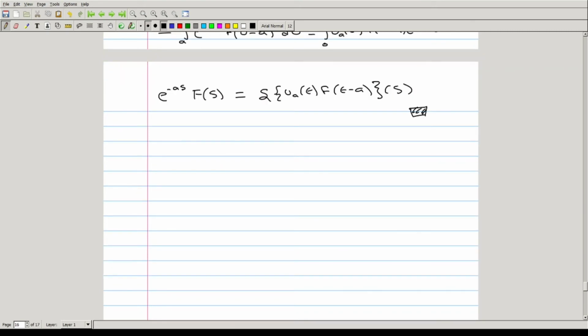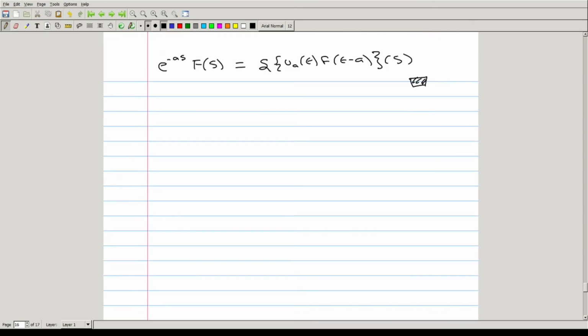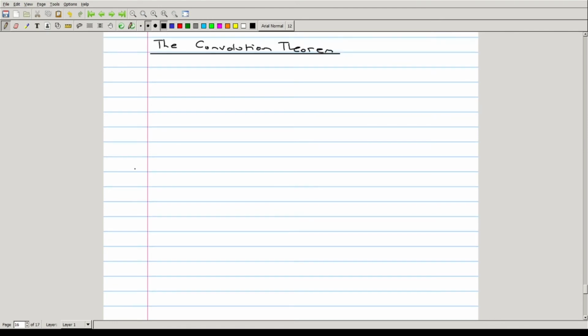And the last theorem that we want to go over involving calculating Laplace transforms is called the Convolution Theorem. And this is yet another theorem that's going to give us a very powerful method for computing Laplace transforms. So before we can do this, we have to first define the convolution product of two functions.